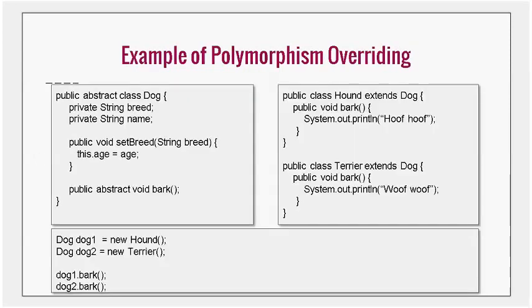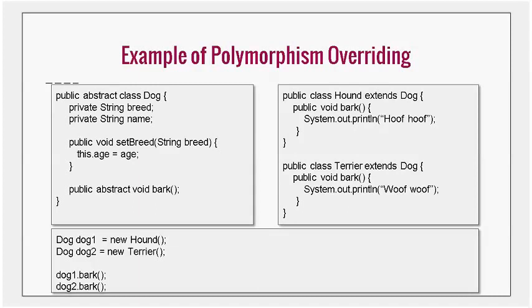Now here is one more example of polymorphism, but this has overriding in it. If you see this, it has a dog class which is an abstract class, and this class has two methods: a method called setBreathe which is non-abstract, and one more method called bark which is abstract. That means this method can be implemented by the subclasses of dog.